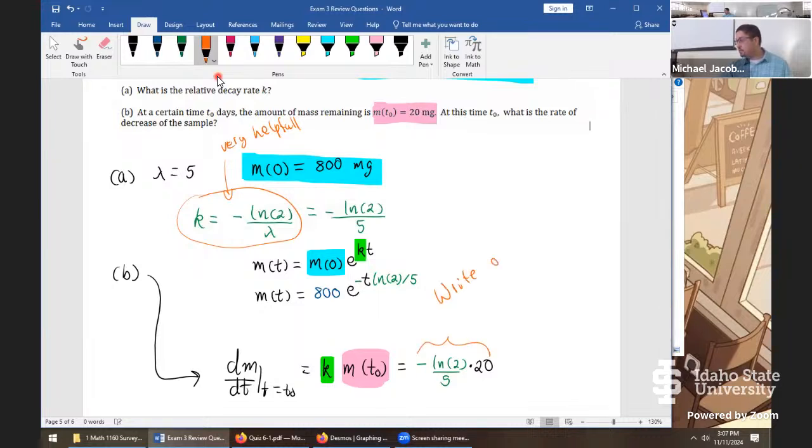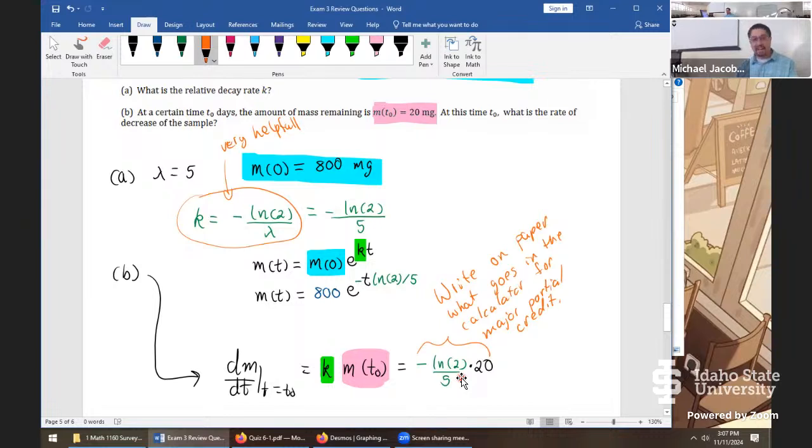Write on paper what goes in the calculator for, let's say, major partial credit. The philosophy here is it's the calculus that we really are trying to grade on, and it's very easy to just make the tiniest of mistakes when you put that into your calculator, especially if it's more built up than what we see there.